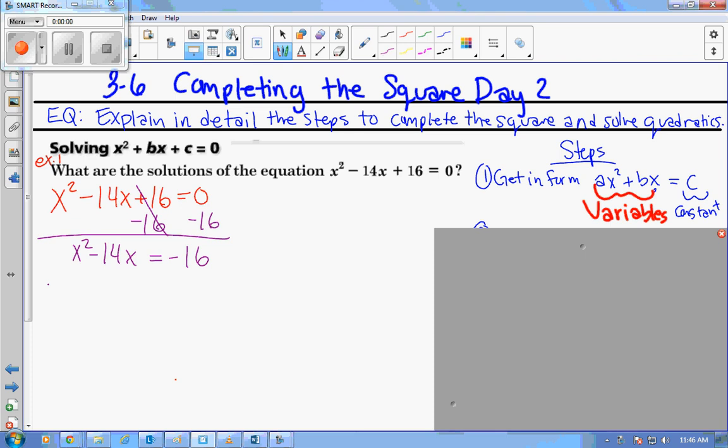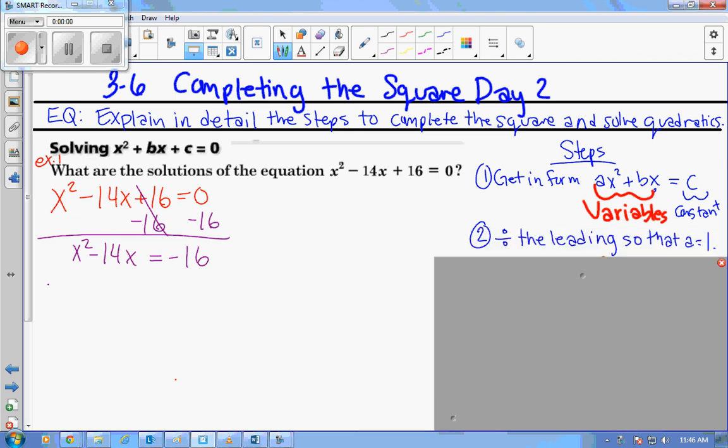Okay, step 2. You should have a column of steps listed on your notes. Make sure you have all of these steps. Step 2 says we're going to divide the leading... Oh, I'm missing the word coefficient. Coefficient. Divide away the leading coefficient so that a equals 1. Meaning the x squared is just 1x squared.